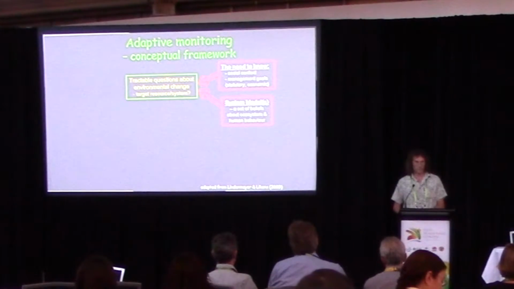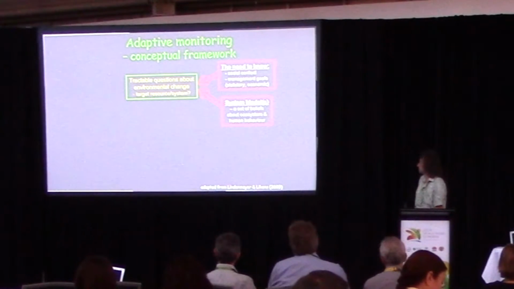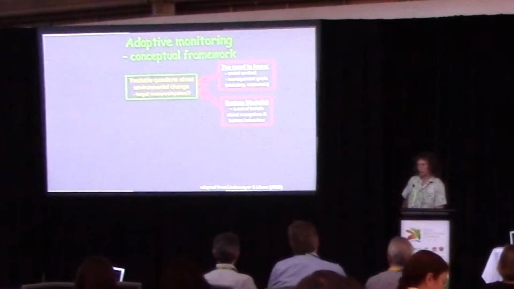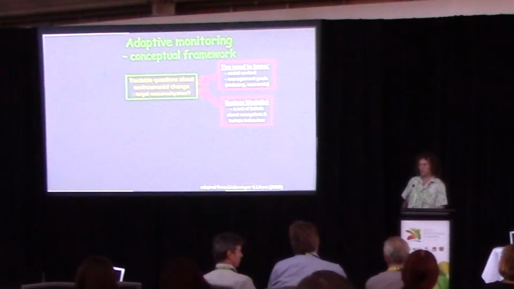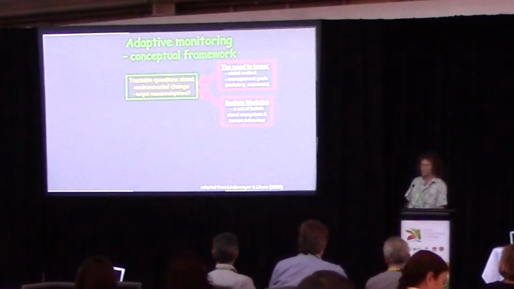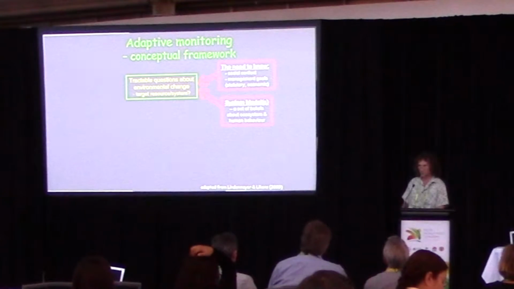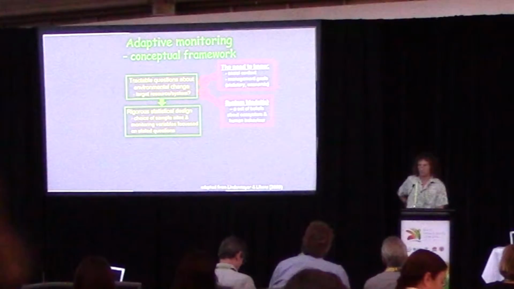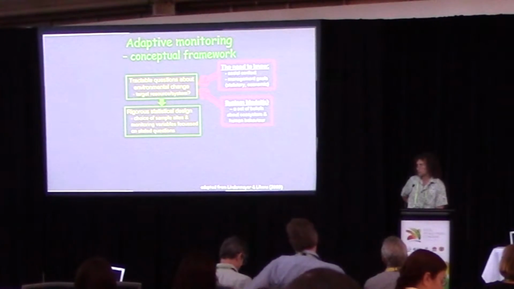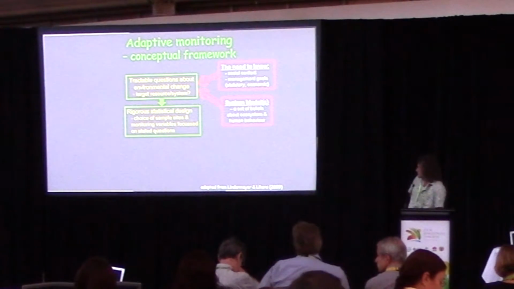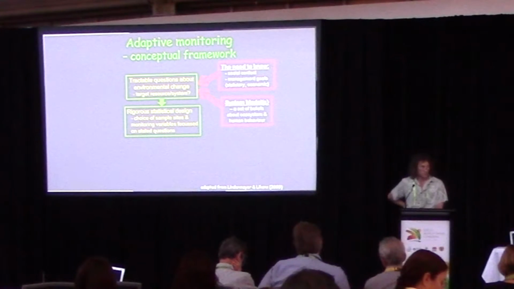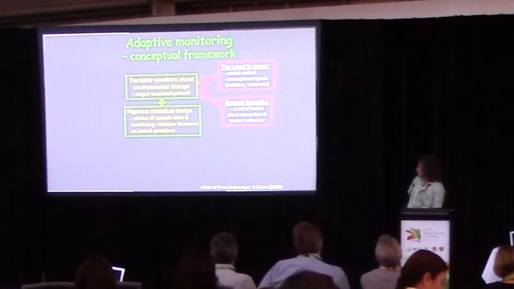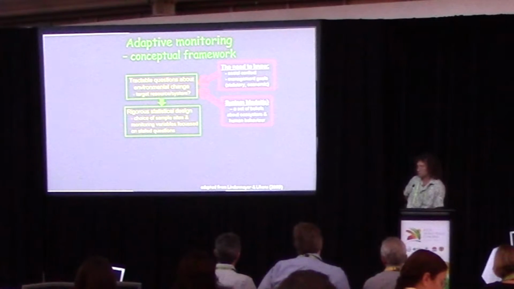Now that can be the basis for developing some tractable questions about change, and perhaps focus attention on particular target resources or areas or systems that require attention and monitoring over time. Once we have that question or questions, we can start to develop a rigorous sampling design and statistical design, and that involves things like choosing appropriate sample sites and monitoring variables that are focused on the question as stated.